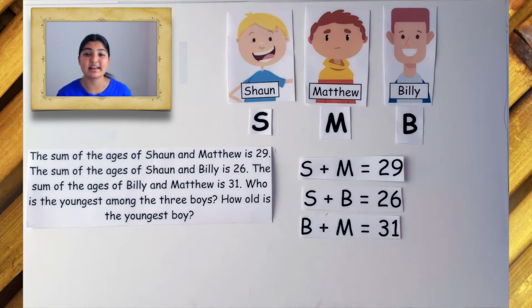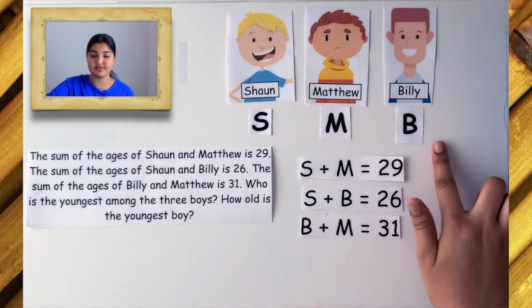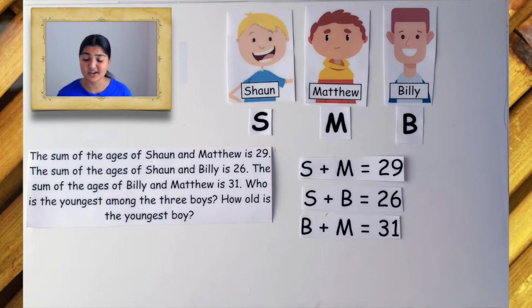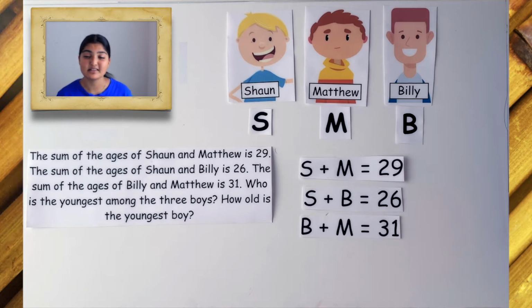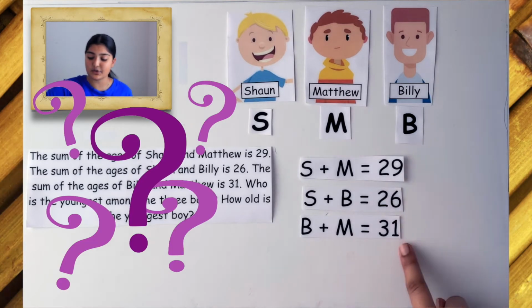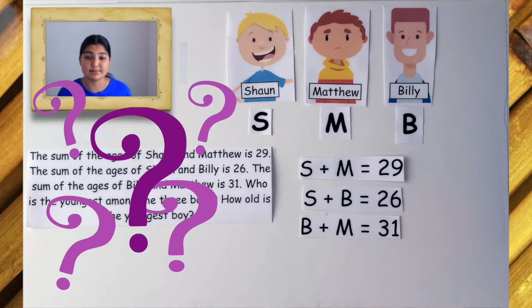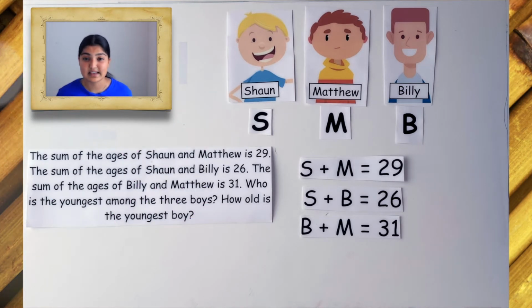Now, we've written everything out, but we want to find the ages of all three of these boys. And here, we have three different equations. Well, this would be a lot easier to solve if we only had one equation. So, how can we make three equations one simple equation? In order to do that, we can add all three of these equations.